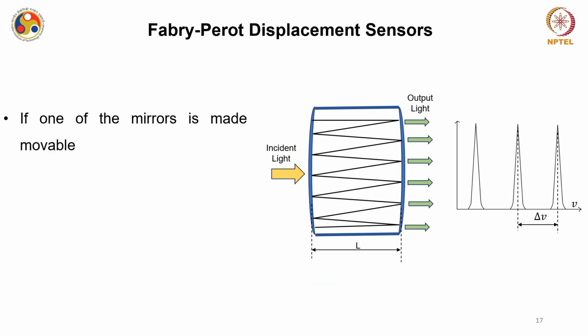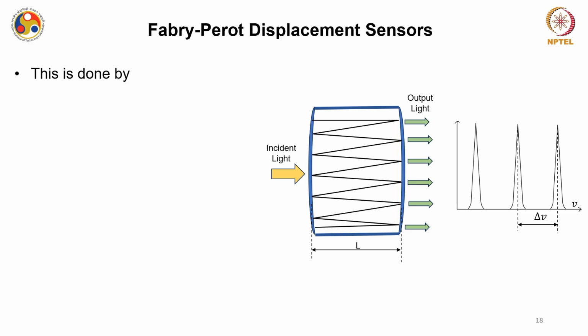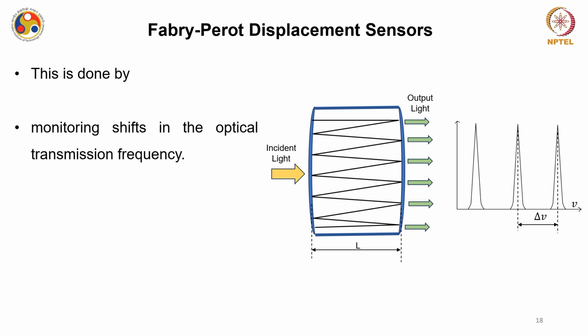So if one of the mirrors is made movable and the other is kept constant, it becomes possible to detect very small changes in the cavity length. And this change I am talking about is of the order of a few microns. This is done by monitoring shifts in the optical transmission frequency. So earlier it was here and it has shifted to this place.